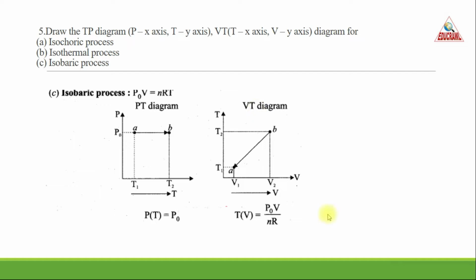Now the VT diagram. In the VT diagram, for an isobaric process, we know that the pressure remains constant, but volume and temperature can vary. So here, when the temperature is increasing from T1 to T2, the volume increases from V1 to V2. So the graph for the VT diagram is a straight line passing through the origin. Thus, we have drawn the PT diagram and VT diagram for the isochoric process, isothermal process and isobaric process.